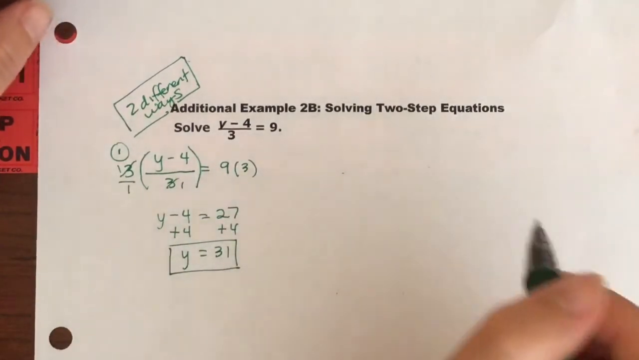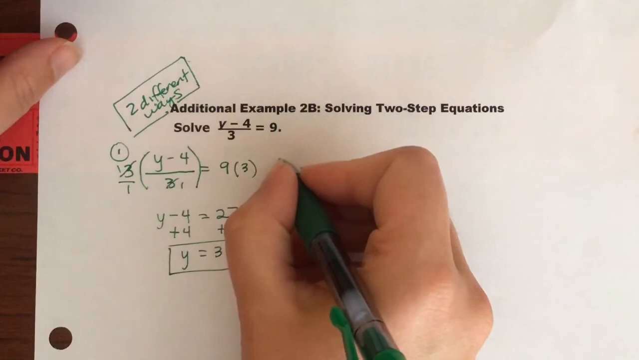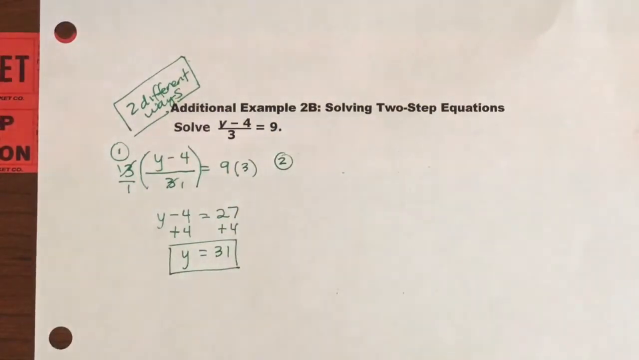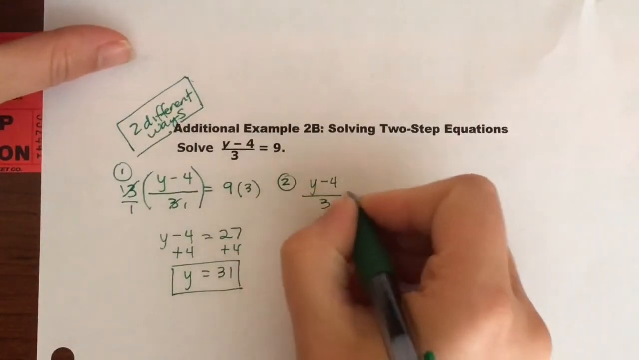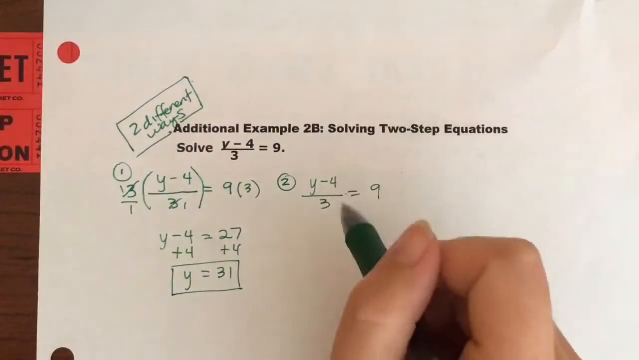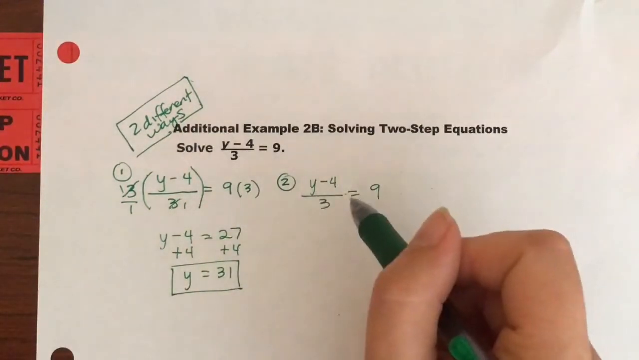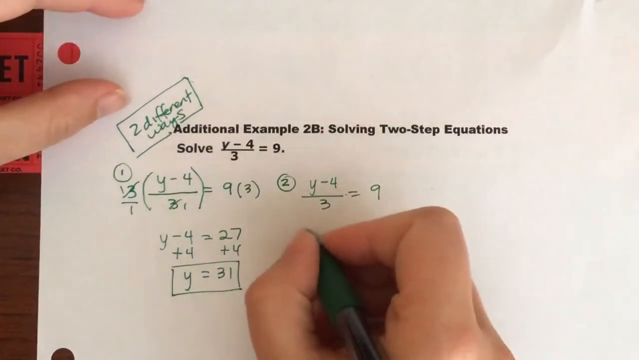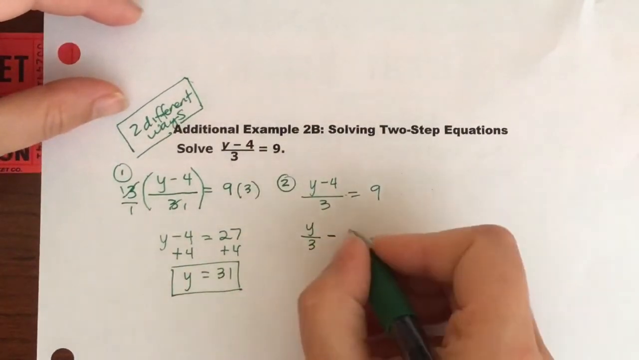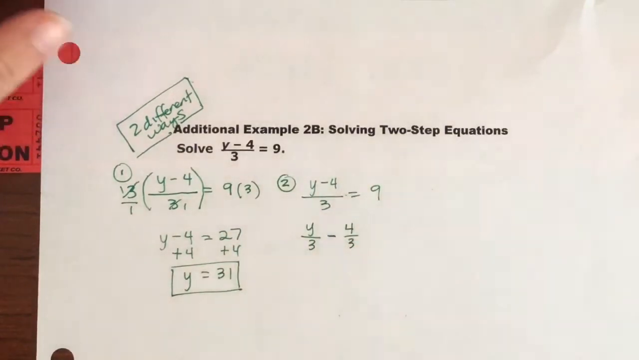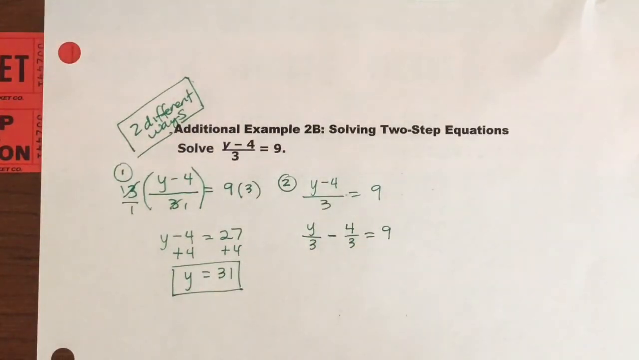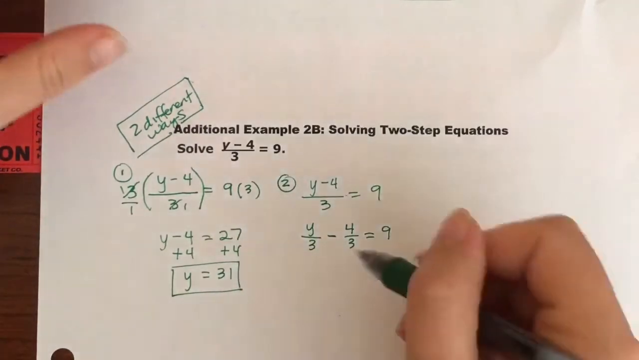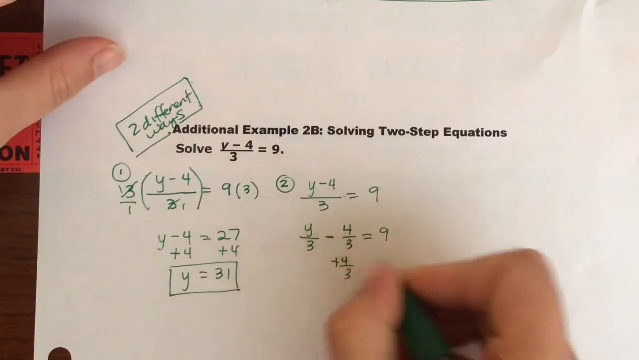Awesome. Okay, let's do the next one. This is a second way to solve the same problem. All right, I'm going to write the original equation. Now, whenever you have something like this, and the whole thing is divided by 3, what that means is each individual part, you can separate this, and each individual part is also divided by 3. These two things equal 9. These mean the same thing. Okay? They are equivalent. So if we were going to solve it like this, what we could then do is just add 4/3 to both sides.